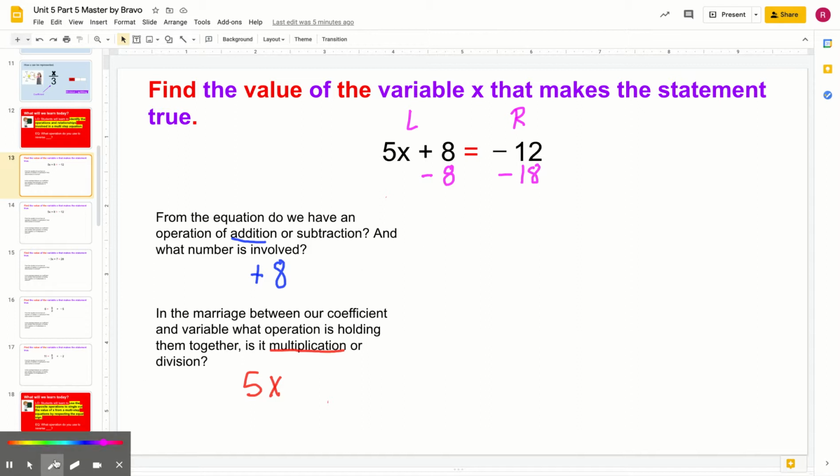If it helped, you can definitely cut the equal sign in two pieces, as in left and right. Let me cut it a little bit nicer.